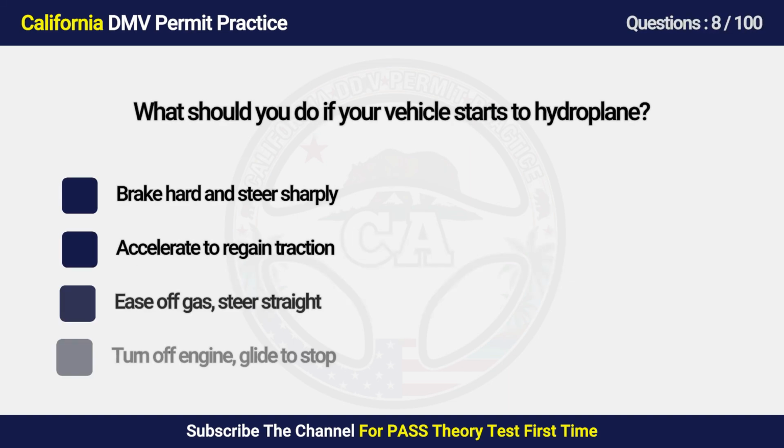Question 8. What should you do if your vehicle starts to hydroplane? A. Brake hard and steer sharply. B. Accelerate to regain traction. C. Ease off gas, steer straight. D. Turn off engine, glide to stop.